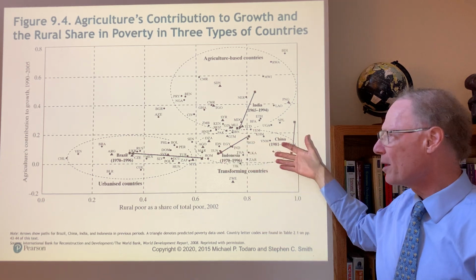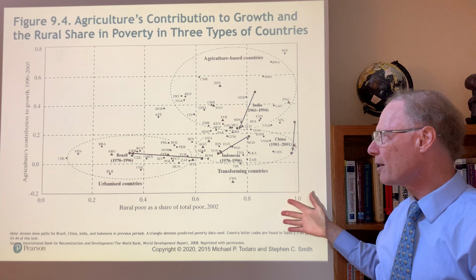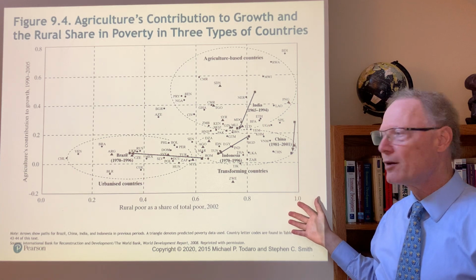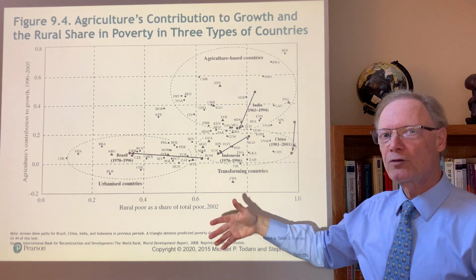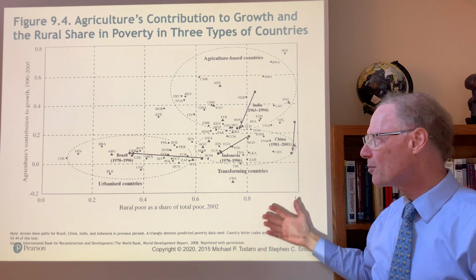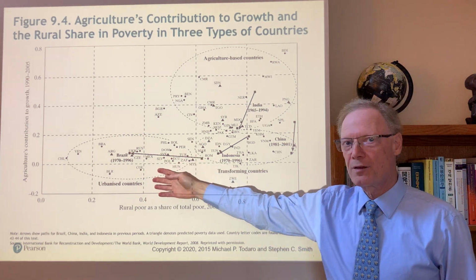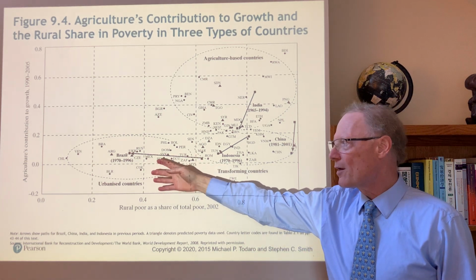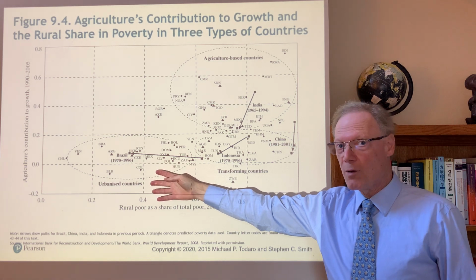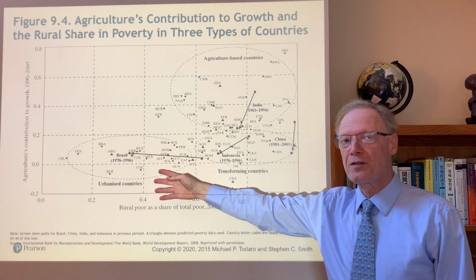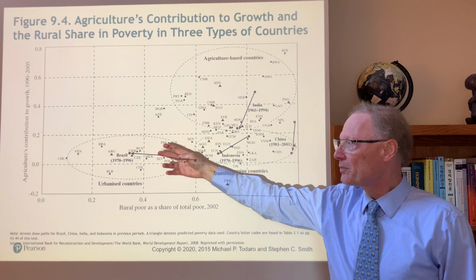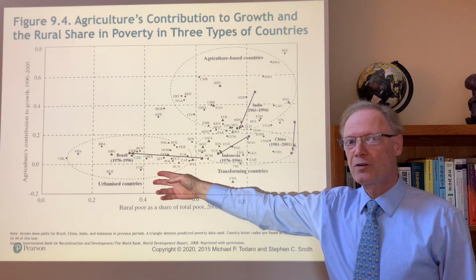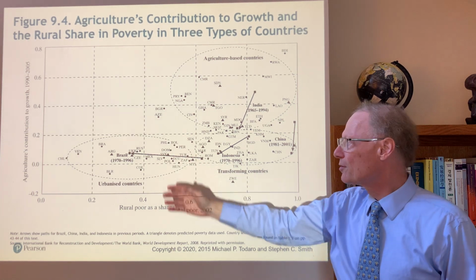The transforming economies, we still find that the poor are concentrated in rural areas, but agriculture's contribution to growth is now smaller. And then finally, in urbanized economies, we find that the poor are quite often found in increasing fractions in the urban areas, even as agriculture's contribution to growth remains small.